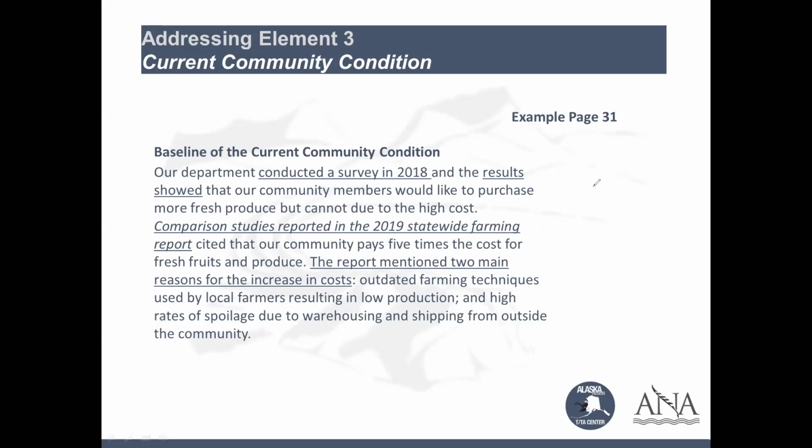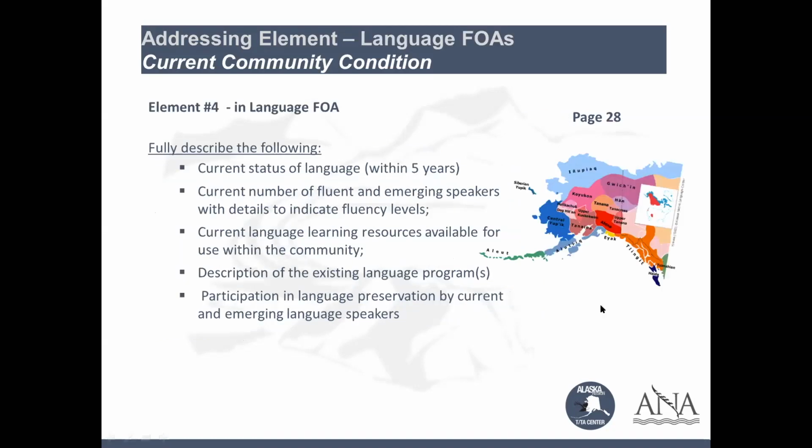So in this, we have done 2 things. We have shown local data and we've connected it to our long-term goal. In the language FOAs, there's an additional element under this subcriteria for the current community condition. So you'll notice that if you're looking at the language grants, the numbering will be different than in the SEDS grant. So I've given the number here that is in the language FOA when I'm addressing those criteria.